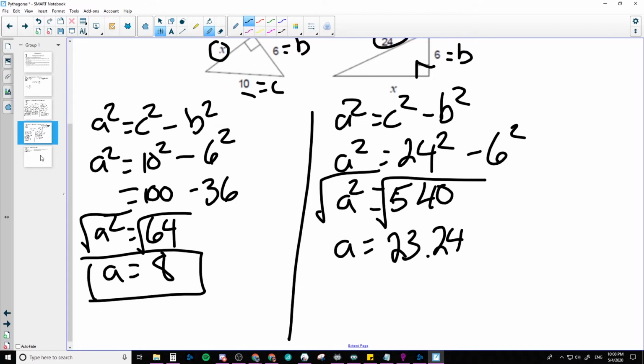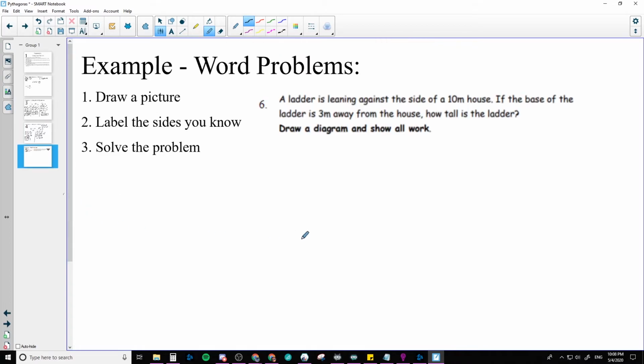Okay, one last example. This is a word problem. There's a second word problem in the notes for you to practice. When we're dealing with word problems, we have to draw a picture, label the sides that we know, and then we're going to solve the problem. So I usually just like to draw a right angle triangle before I even look at the question. It does not need to be clean, it can be a really rough sketch, doesn't matter.